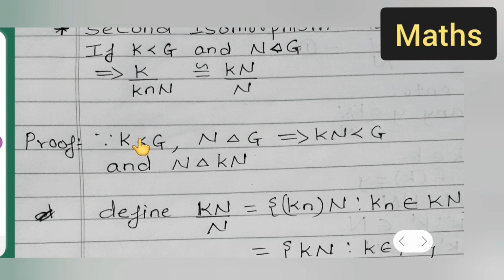Proof: since K is a subgroup of G and N is a normal subgroup of G, it implies that KN is a subgroup of G and N is normal in KN. Now since N is normal in KN, we define this.